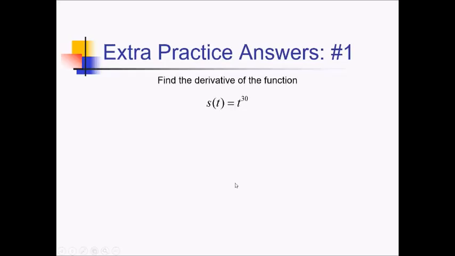On this problem, since we have a variable to a constant, we can just use the power rule. So this is going to be 30t to the 29th.